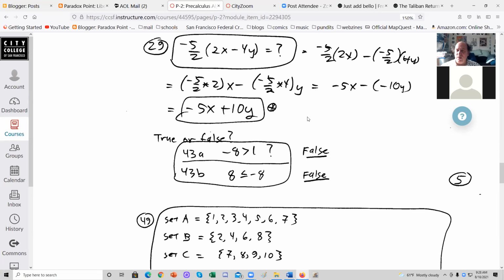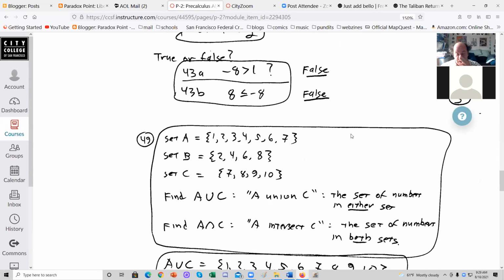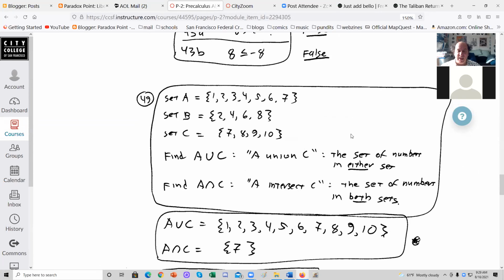Is negative 1 greater than negative 8, or is it negative 1 less than negative 8? Negative 8 is less than negative 1. That's correct. You'd rather be $1 in debt than $8 in debt. So there you are. Okay, this is talking about set theory.